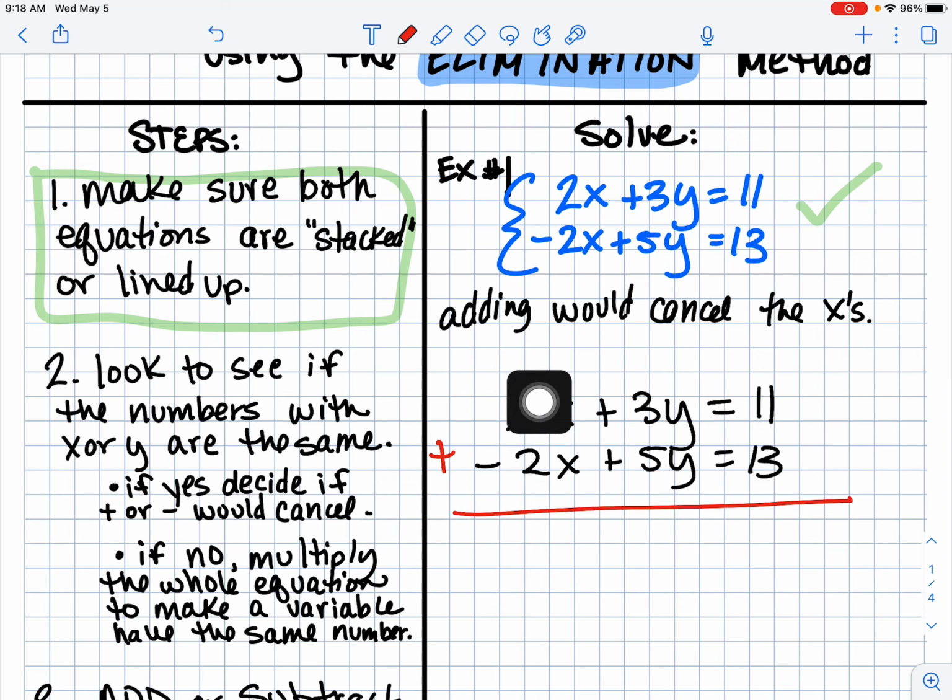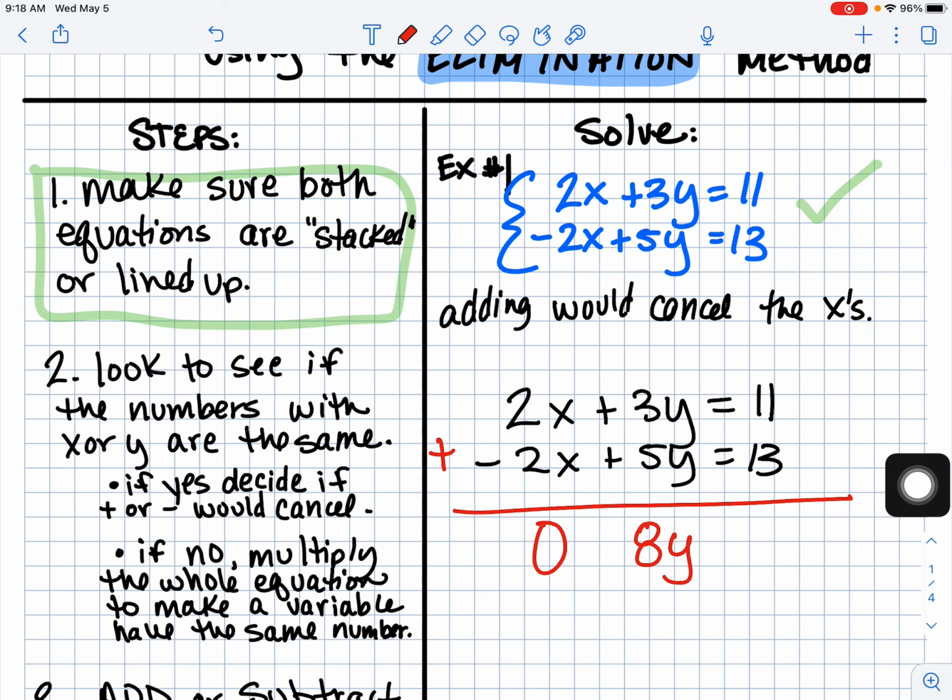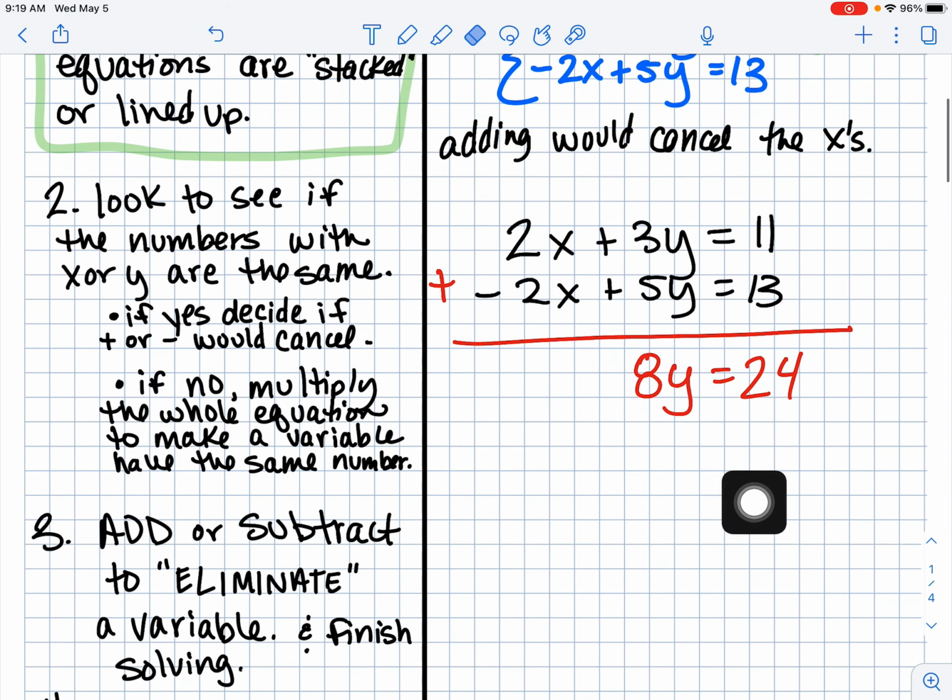So I'm going to add each row. I'm going to say 2x plus negative 2x gives me 0, which is what I wanted to do to cancel the x's out. And then I need to do the next row. 3y plus 5y gives me 8y. And 11 plus 13 gives me 24. So my x's are canceled. So we just did steps 1, 2, and 3, right? We've solved, but we're not quite done.